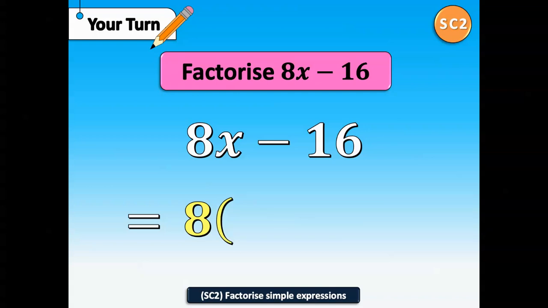So what do I times 8 by to make 8x? Well, I times it by x. And what do I times 8 by to make minus 16? Well, I times it by minus 2. So my answer is 8 brackets x minus 2.